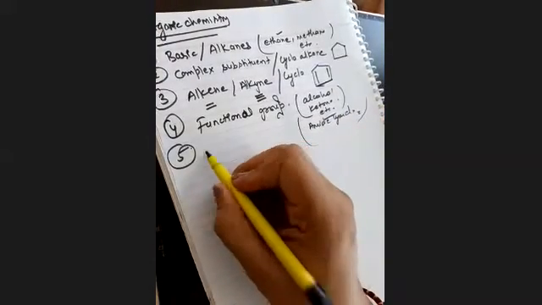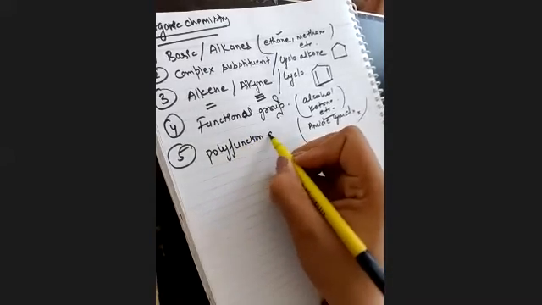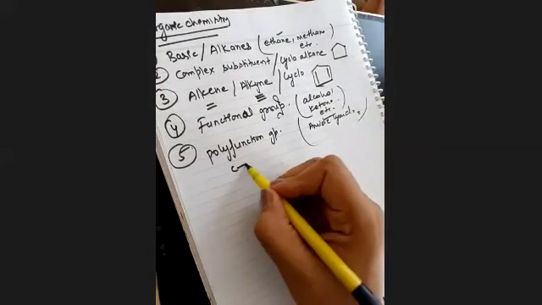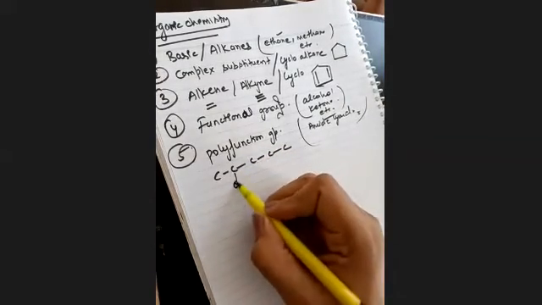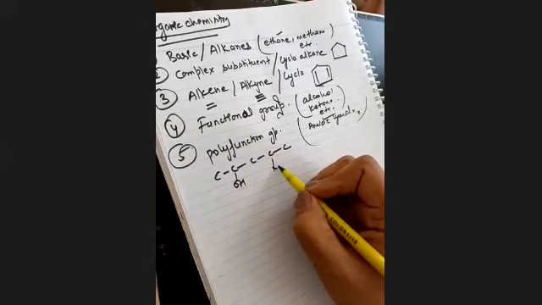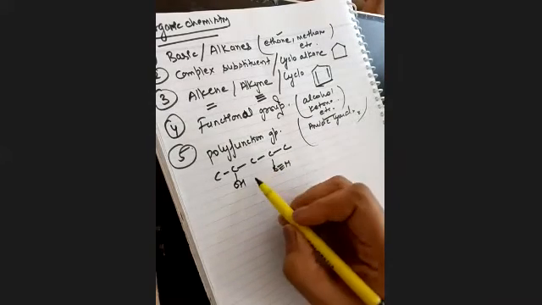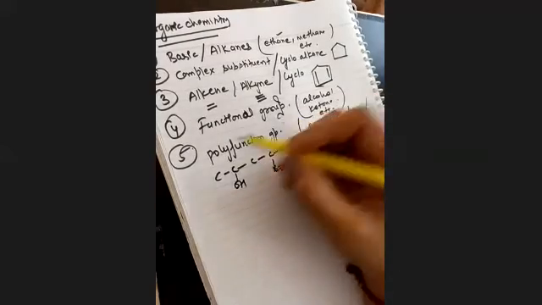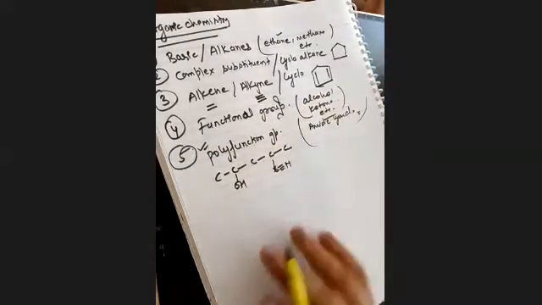Next, I will tell you this polyfunctional group. Sometimes what happens in a long chain, we can have different types of functional group in a single chain. For example, OH is there. For example, CN is there. So at that time, when we have more than one functional group in a single compound, that is known as polyfunctional group. Poly means many, functional group means obviously functional groups.